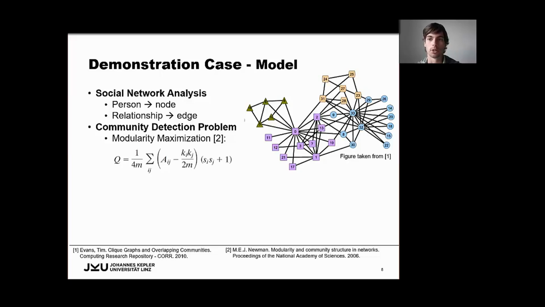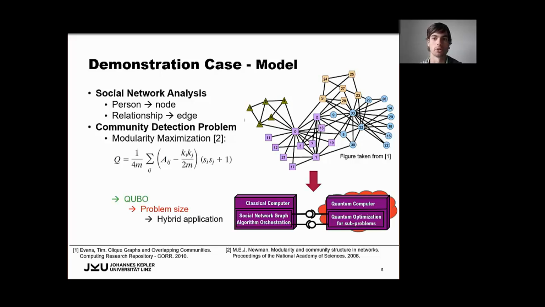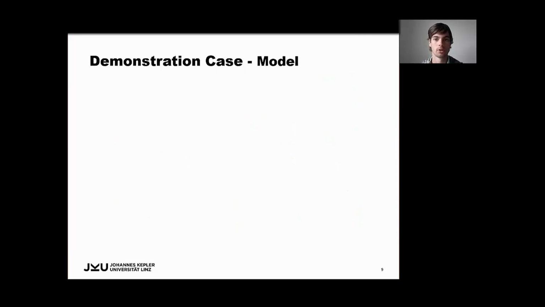And when we look at it, we can see that it is already stated in a so-called QUBO form, which stands for quadratic unconstrained binary optimization. And this is the most common suitable form of combinatorial optimization problems for the current quantum computers. However, the problem that we face is that the instances of the real-world graphs are too big for current devices, and this requires the utilization of hybrid applications, as we've talked about earlier.